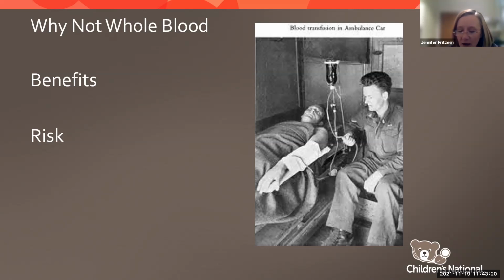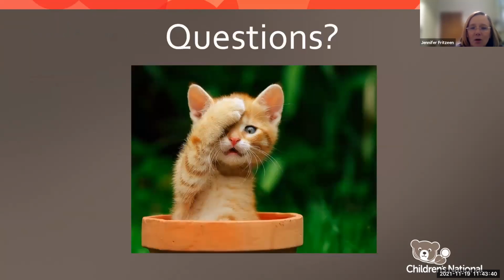I tell you this because we are probably looking at entering a study where we may start seeing some whole blood use here at Children's. So where we're not using it now, stay tuned. And the next time you talk to me, it may be because whole blood is coming to a hospital near you. With that, I'll open it up if anybody has any questions.